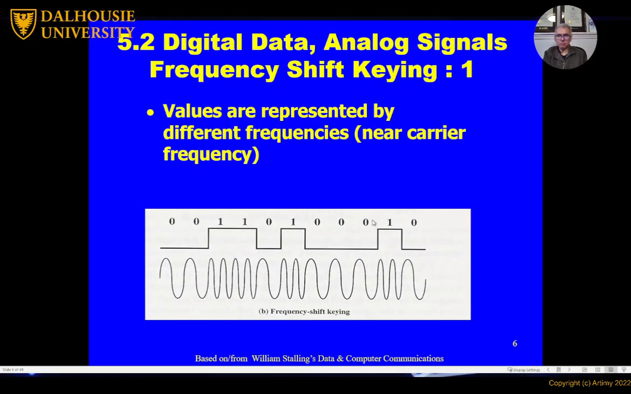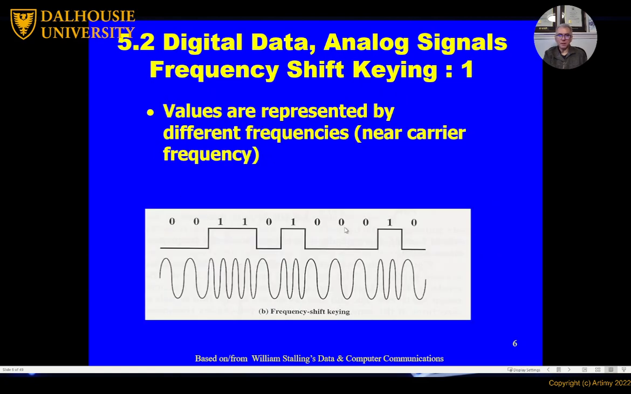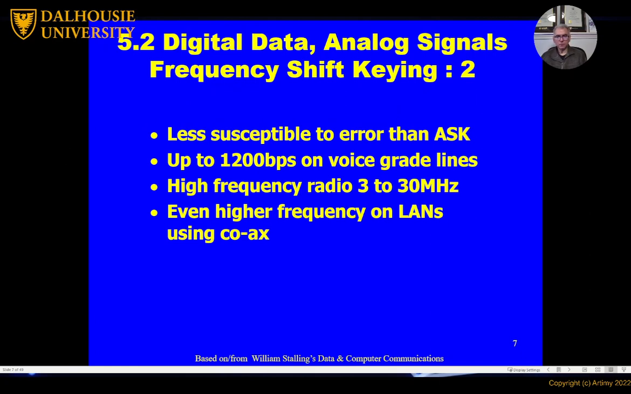That gives us an advantage over the previous one, but also a disadvantage. The disadvantage is I'm using two frequencies now instead of one. The bandwidth is bigger, and the circuitry that allows us to create this is more complex. It's not just a simple multiplication. Now I have to separate the original ones and zeros into two streams, multiply the zeros with one frequency and the other stream with another frequency, and then combine them together. So it's more complex than just simply multiplying the ones and zeros with a sine wave.